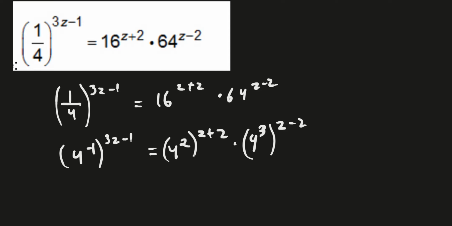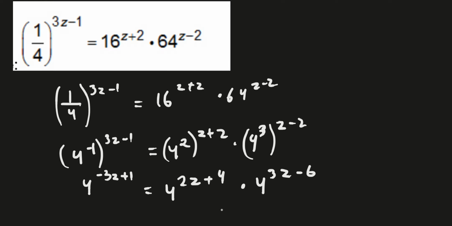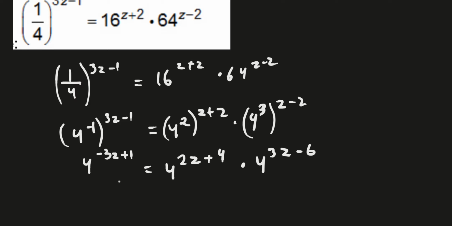Anyway, okay, now we can try to write this as one exponent. So this is just going to be 4 raised to negative 1 times 3z minus 1. It's going to be negative 3z plus 1. This is going to be equal to 4 raised to the, this is 2z plus 4 right there. And then multiply this by 4 raised to 3 times z is 3z minus 6. Okay. My z's and my 2's are a little hard to differentiate between.